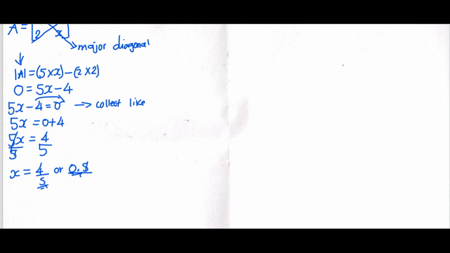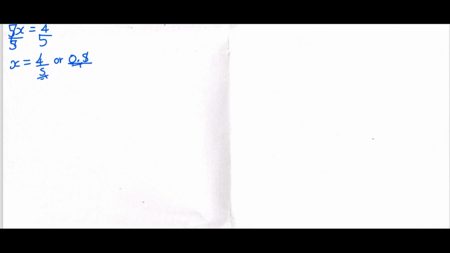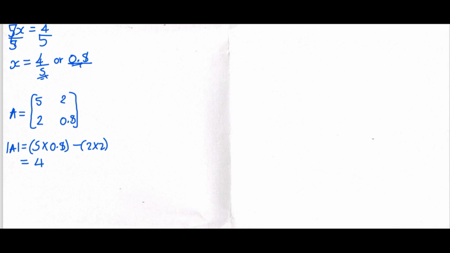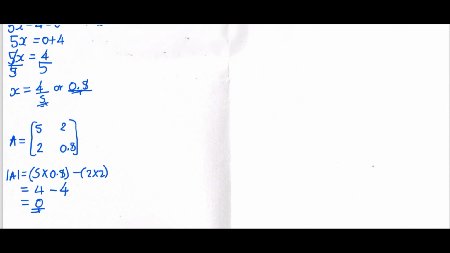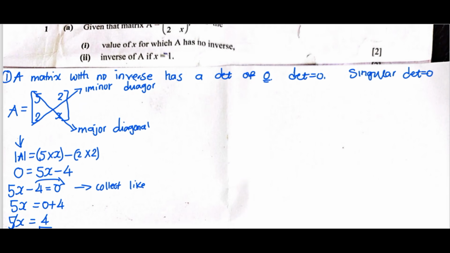Now let's check if our answer is making sense. So you know that our original matrix is this one. Then here we have 0.8. So we've substituted x by 0.8. Now let's find the determinant of this matrix. So 5 we multiply by 0.8 minus 2 times 2. 5 times 0.8 will give us 4, minus 2 times 2 is 4. 4 minus 4, we are going to get 0. So our value of x is quite okay. So we are done with this question.